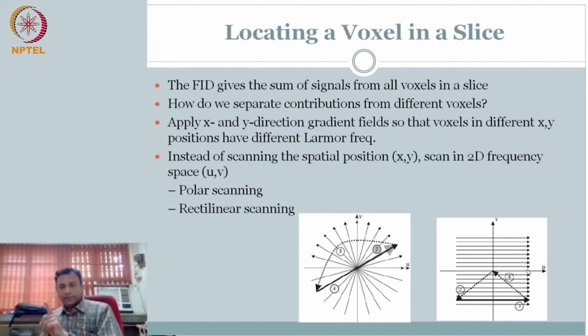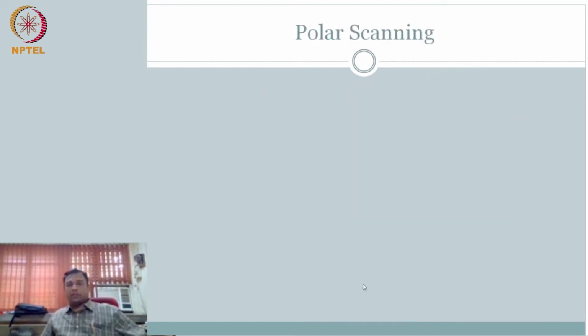Your gamma GxT gives you the highest frequency. I start with 0, and go up to gamma GxTs, the acquisition time, which is the highest frequency. But I need to have a way to start on the negative axis. Not only that, I should be able to do that at different V. How do we do that? There are several strategies. Let's start with polar scanning.